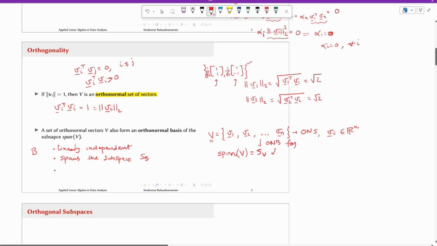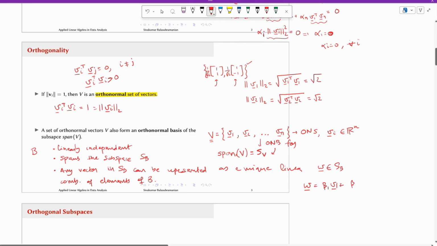And because these two are satisfied, any vector in SB can be represented as a unique linear combination of elements of B. If I choose an element W that belongs to SB, because SB is the span of the set B, that means W can be produced as a linear combination of the elements of B. And let's say that linear combination is beta 1 V1 plus beta 2 V2 plus ... beta R VR. I've essentially assumed V1 to VR are the elements of the set B.